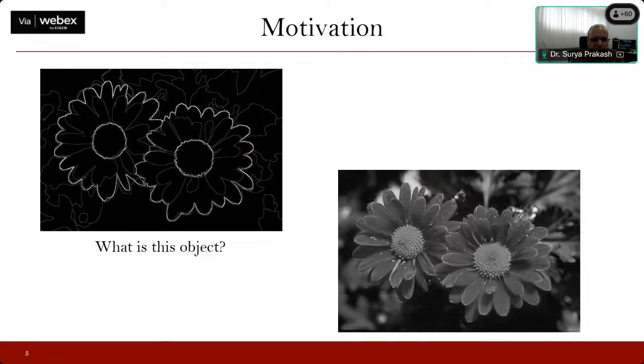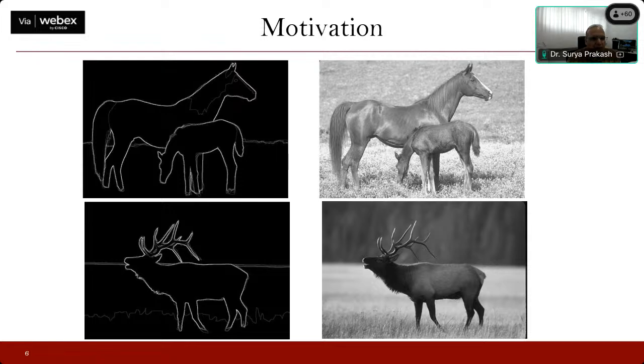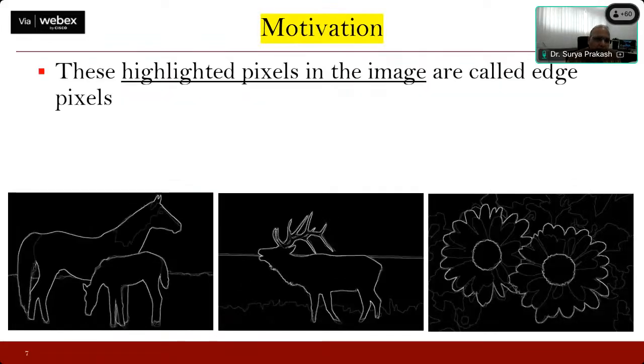In all these images that I am showing you, what is available is not the complete content of the image, only some highlighted pixels. And with the help of those highlighted pixels, you are able to guess what the image is. These highlighted pixels, the white pixels that you are seeing here, are basically called the edge pixels. All these pixels are referred to as edge pixels.